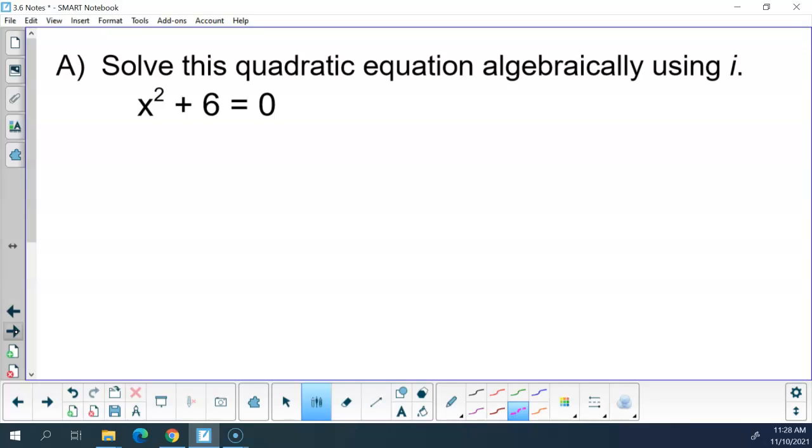Okay. So then, because we don't have a linear term here, we can do this one a different way. And I haven't shown you this method yet, but it works when you just have a squared and a number. And some of you already picked up on it. I saw a few of them on last week's homework. But we're just going to subtract 6 here from both sides. That's going to give me x squared equals negative 6. Makes sense. Now we're going to square root both sides.